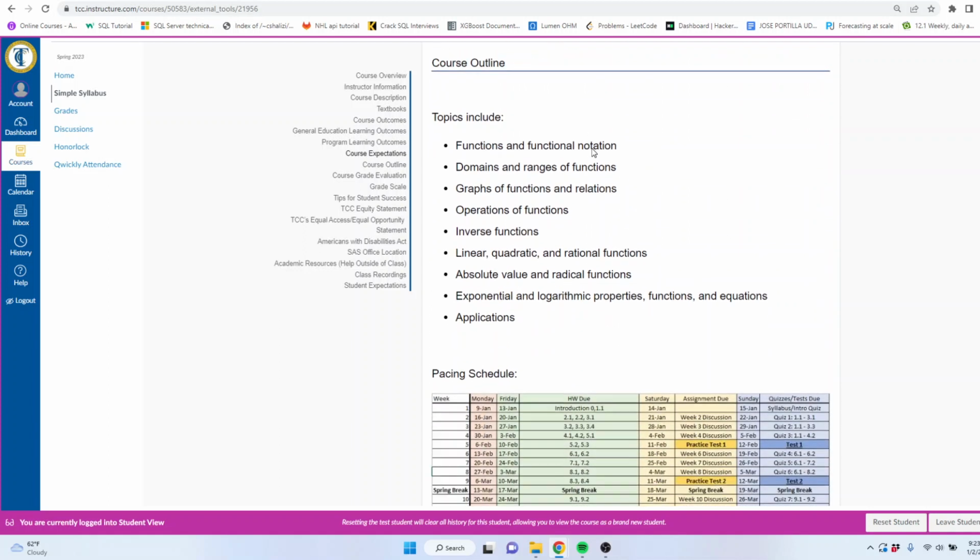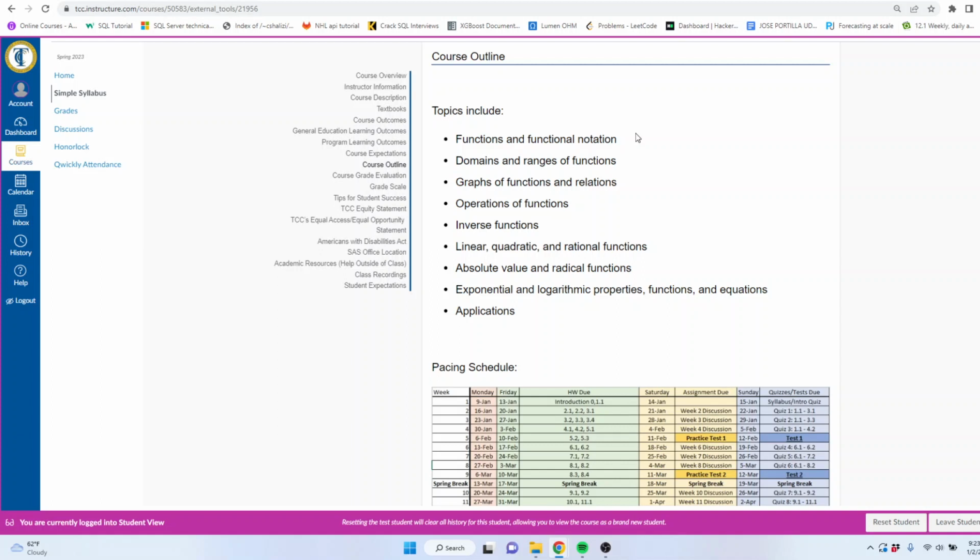All right, course outline. The topics, like I mentioned above, are mainly based around different kinds of functions and getting familiarity with them and their graphs. So we'll be looking at functions and functional notation, domains and ranges of functions, graphs of functions and relations, operations of functions. So this is all very general.